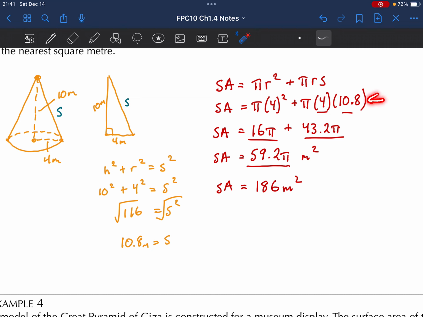I write my math exactly how Desmos reads it. So it should be easy for you to just put pi times 4 squared plus pi times 4 times 10.8 into Desmos. Remember, this was the lateral area. This was the base area. All right, so again, step 1, write down your formula, fill in your variables, compute the answer, make sure you have the proper units and you're rounded to the proper amount if it tells you.